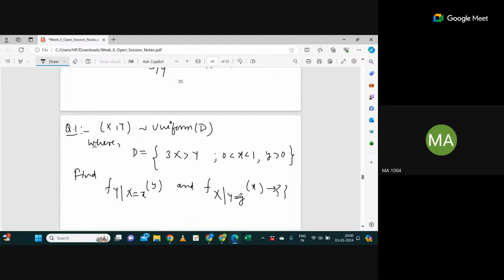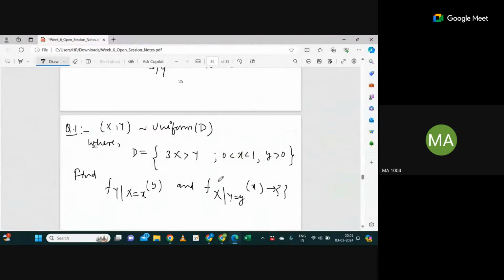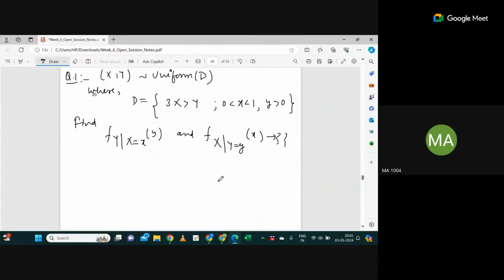Okay, you want to try? Okay, let me give you that part. Let me give you the joint density. Maybe after that you can calculate it. You will get the idea. So I'm saying it's a uniform D, but my D is defined as y less than 3x.